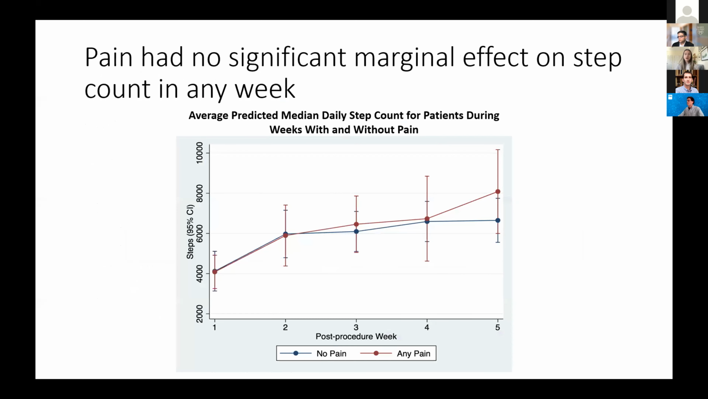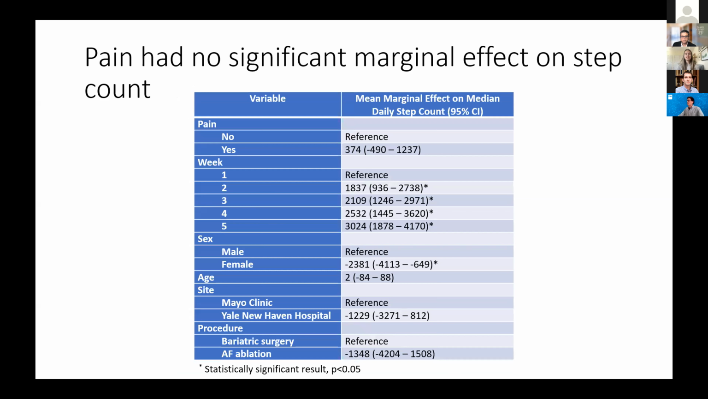Next slide. When we looked week by week, we also found, oh, sorry, one slide back. Yeah, great, thank you. When we looked week by week, we also found no significant marginal effect of pain on median daily step count. But you'll notice that we did find that each post-procedural week had an increasing mean marginal effect on step count as compared to post-procedure week 1. And we found the same result for the other outcomes that I'll talk about in a few slides. And next slide.